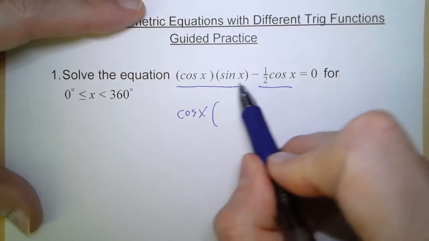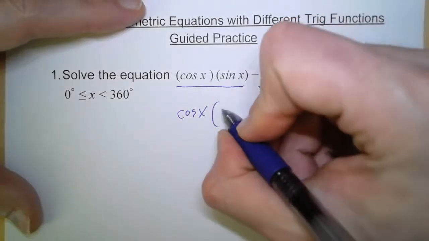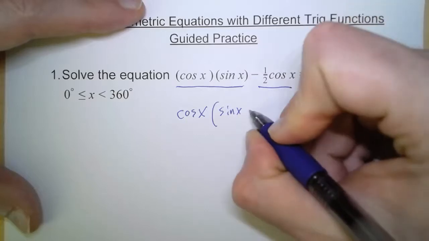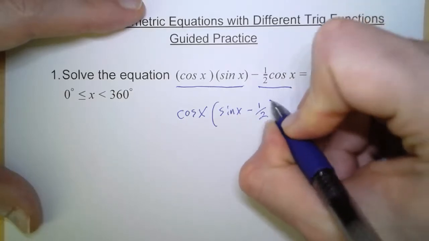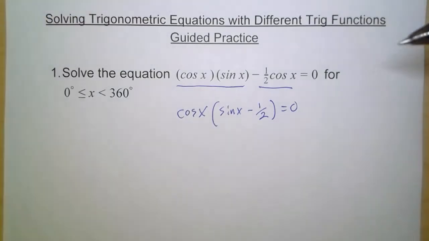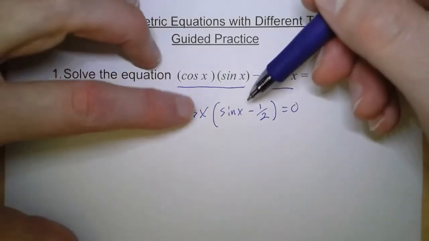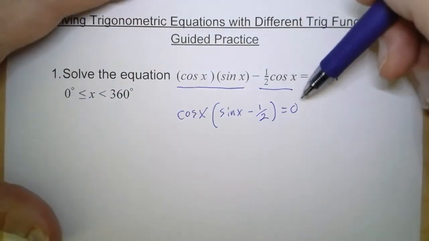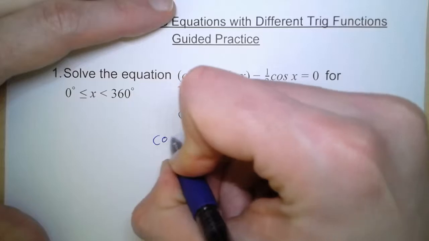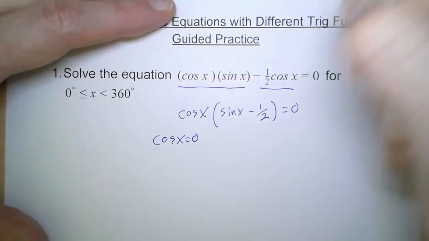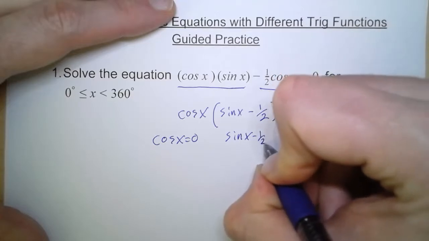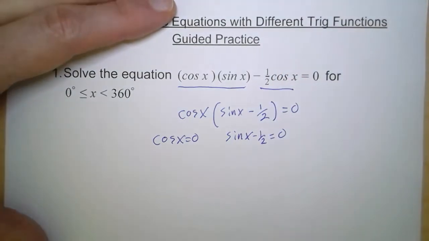If we factor cosine of x out of this term, we're left with sine of x. And if we factor cosine of x out of this, we're left with minus 1/2. Now all of this is still equal to 0. And if we have two things multiplied together and equal to 0, that means one of them, or maybe both, are equal to 0. So we set cosine of x equal to 0, and we set sine of x minus 1/2, that whole quantity, equal to 0.